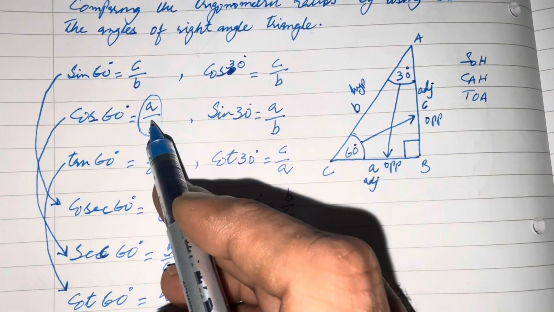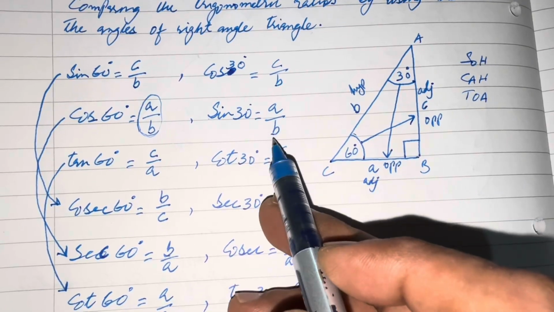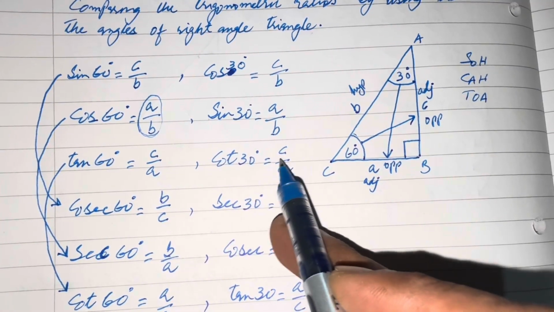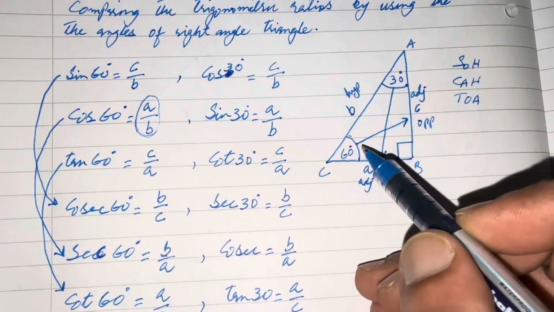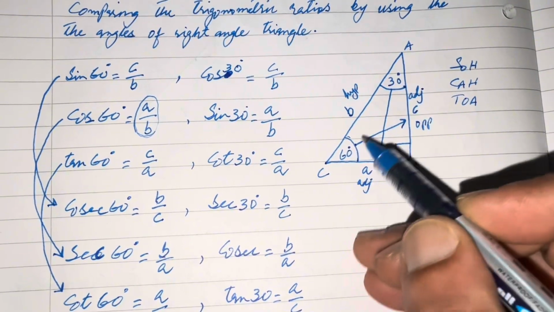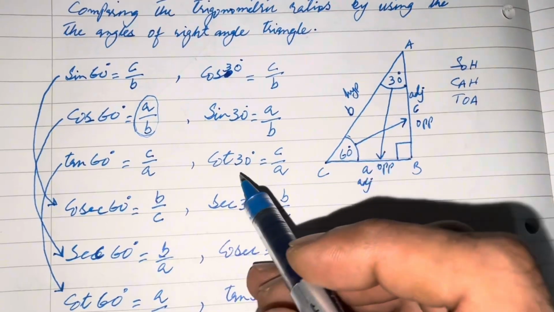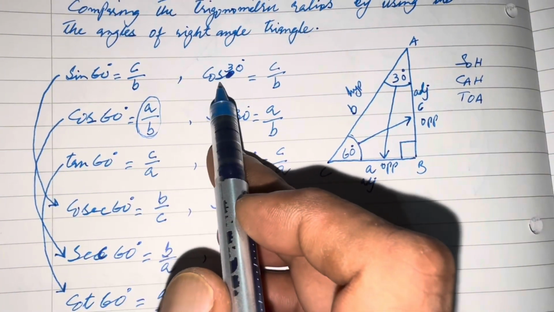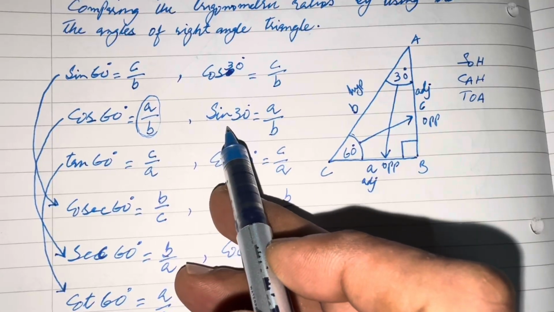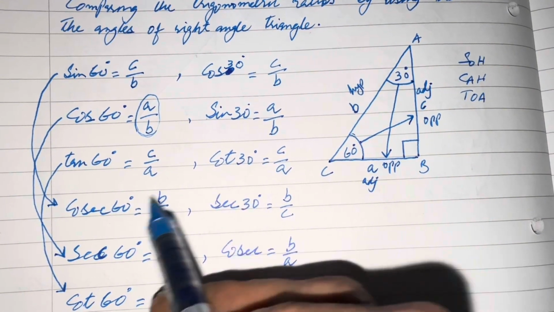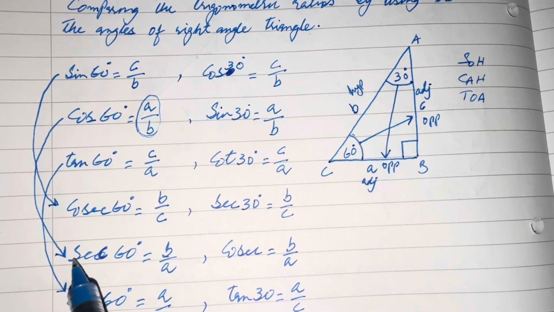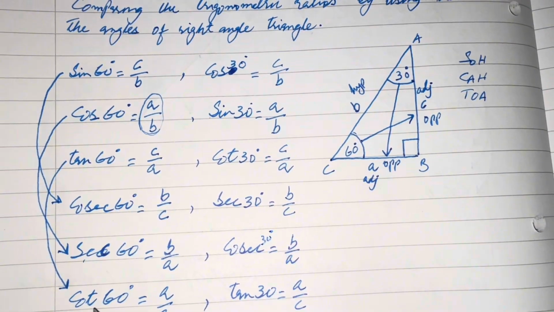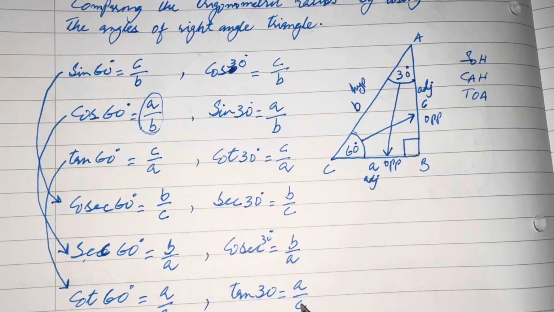If cos 60 is A over B, then sine 30 will be A over B. If tangent 60 is C over A, then cotangent 30 will be C over A. Remember that we are using these two angles to find the trigonometric ratios, and they are the same with each other: sine 60 equals cos 30, cos 60 equals sine 30, tangent 60 equals cotangent 30, cosecant 60 equals secant 30, secant 60 equals cosecant 30, and cotangent 60 equals tangent 30.